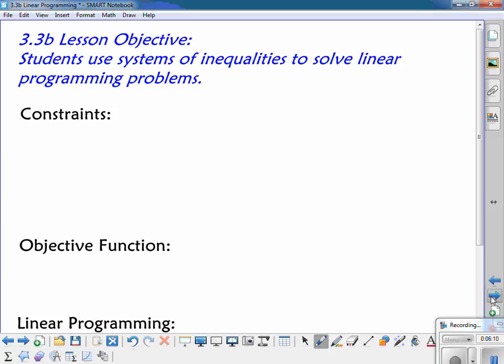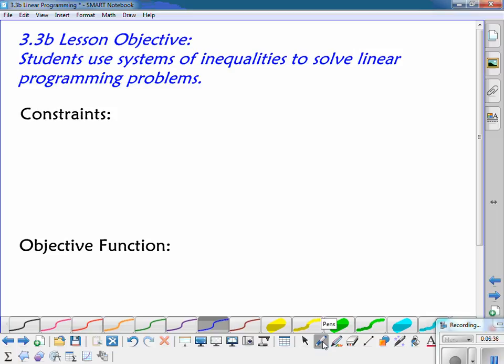Do I have a volunteer that wants to tell me what they got for the definition of constraints? The linear inequalities. Okay. Does anybody have anything else they want to add to that? They form a system. Okay. So if you think about real life, just regular life aside from math, what does the word constraint mean to you? Just think about what does that word mean?